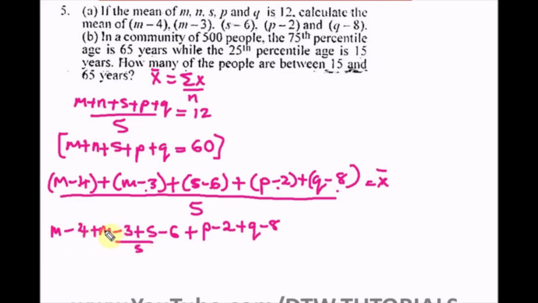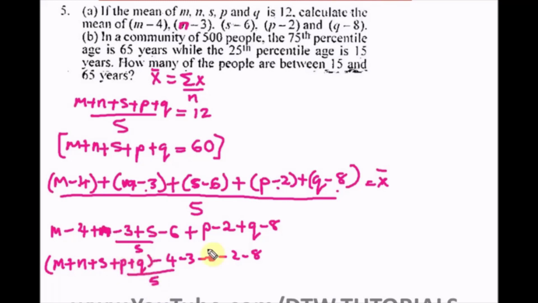So let us now bring out the letters. Since all the letters here carry a positive sign, we can bring them all together. Sorry, this should be N, this should be N. So we have something like this, then equate everything to 60. Here we have M plus N plus S plus P plus Q, and our digits will give us minus 4, minus 3, minus 6, then minus 2, and minus 8. We can equate this to 60. Remember, dividing by 5.